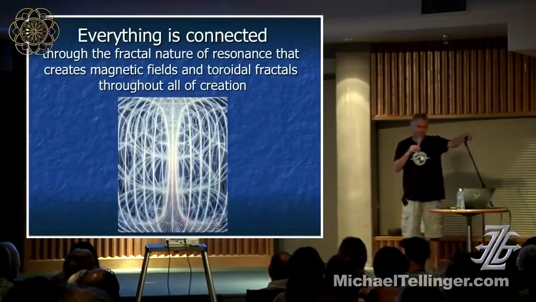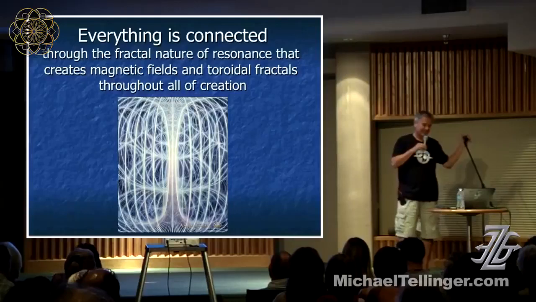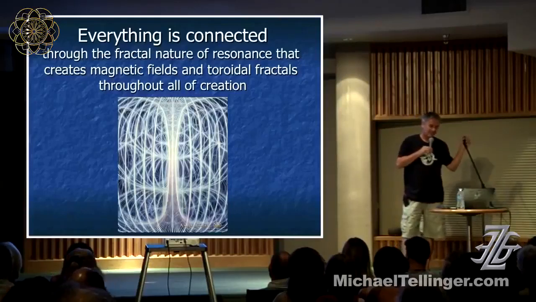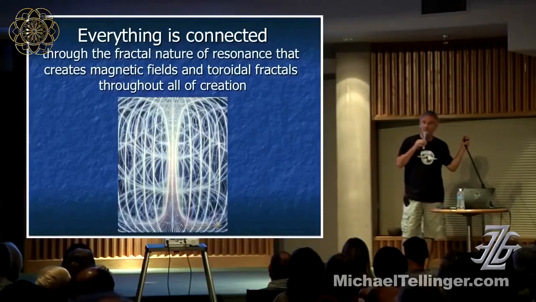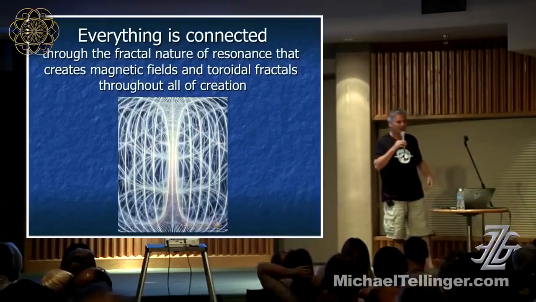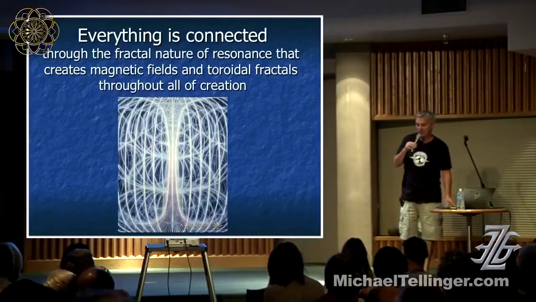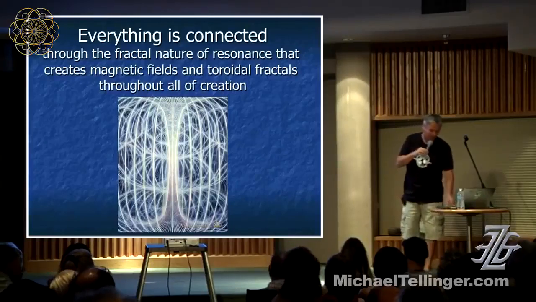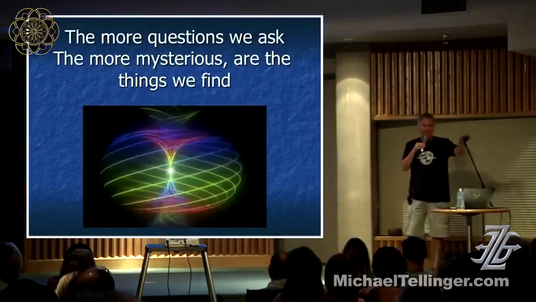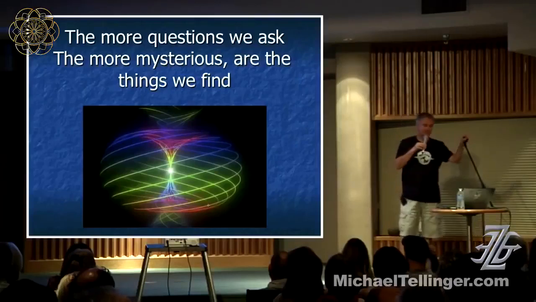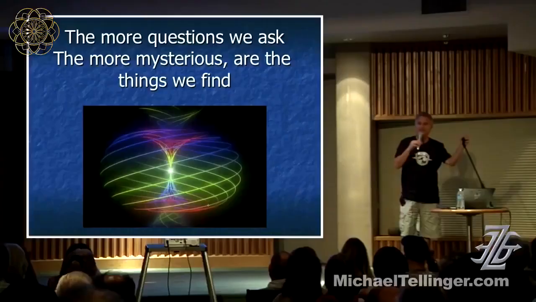What I'm going to bring you back to is that everything is connected through a fractal nature of resonance that creates magnetic fields and toroidal fractals throughout all of creation. The atomic models, the quantum theory, all of that stuff can be very easily explained with the stuff that I shared with you, with sound, resonance, and magnetism. What happens is that the more questions we ask about this, the more mysterious are the things we find.